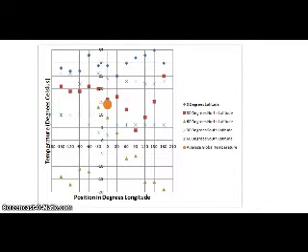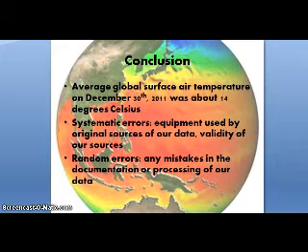As the graph is not in any way linear, no trend is apparent other than that the far southern parts of the planet and the far northern parts of the planet tend to be colder than the places closer to the equator. As shown by the data, the average global surface air temperature on December 30th, 2011 was about 14 degrees Celsius.